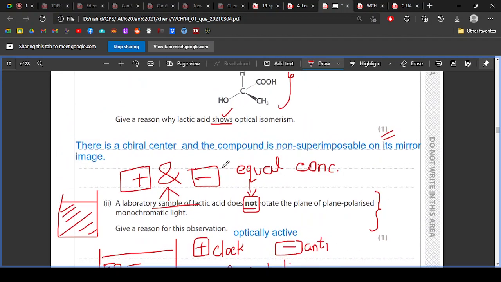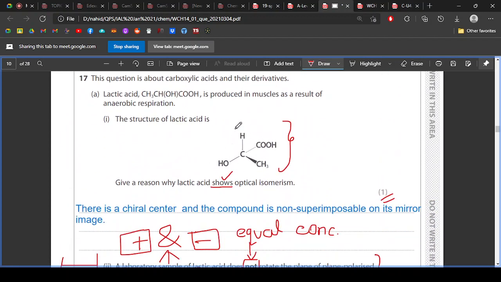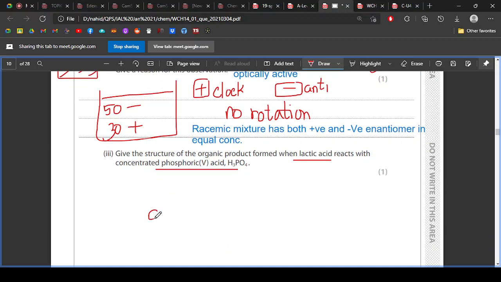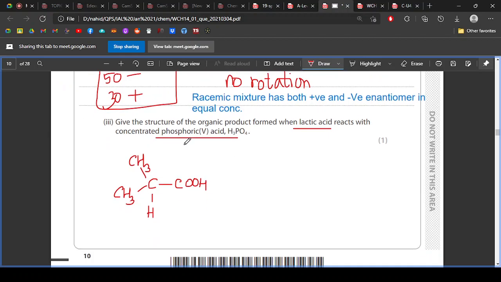So lactic acid, what was the structure of lactic acid? This was the structure of lactic acid. You have the carbon joined with hydrogen, which is joined to CH3 itself. And then over here, there's a COOH group. Now, when this reacts with concentrated phosphoric acid, what happens is you get an alkene group. An alkene group comes here.